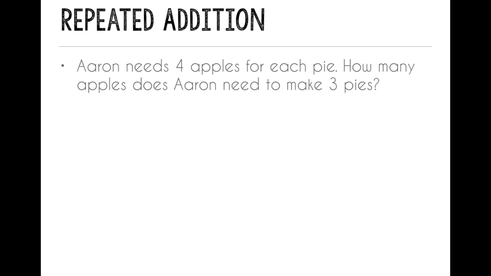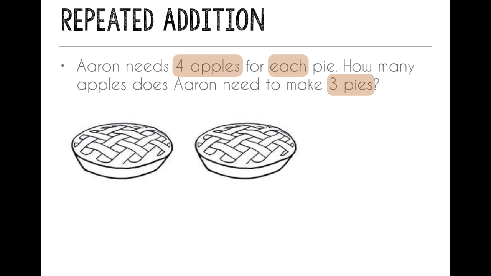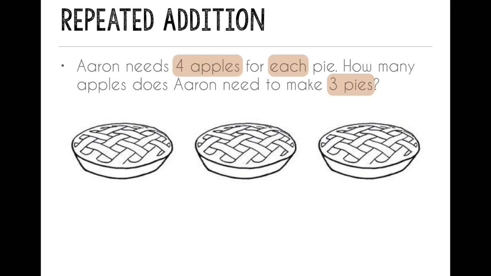Aaron needs 4 apples for each pie. How many apples does Aaron need to make 3 pies? First, I want to look for any important information. I see that there's 3 pies, and he's going to use 4 apples for each pie. That word each lets me know that every pie is going to have 4 apples, not 4 apples for all of the pies. So I can draw 3 pies, and then I want to put 4 apples in each.